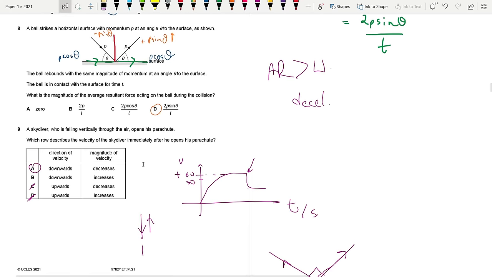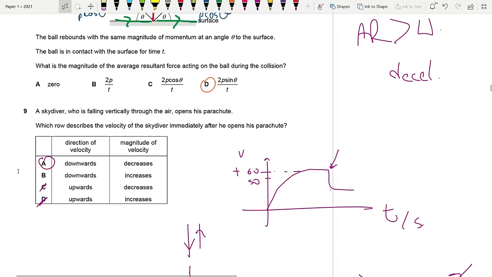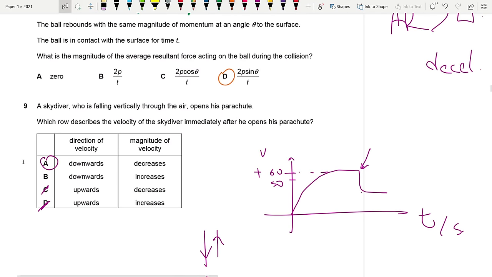Moving on to 9, a skydiver who is falling vertically through the air opens his parachute. Which row describes the velocity of the skydiver immediately after he opens his parachute? Okay, so listen guys, look at the diagram I've drawn over here. So initially velocity increases, but at one point we reach terminal velocity where air resistance is equal to weight. However, when you open the parachute, air resistance suddenly becomes greater than the weight. So the parachutist will decelerate. Okay?